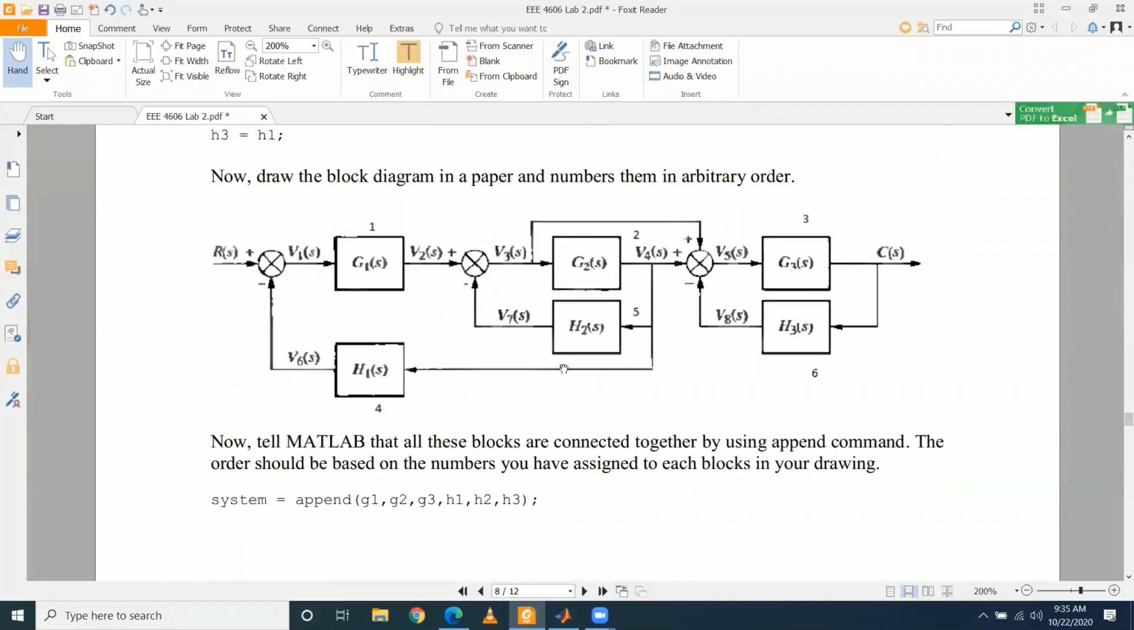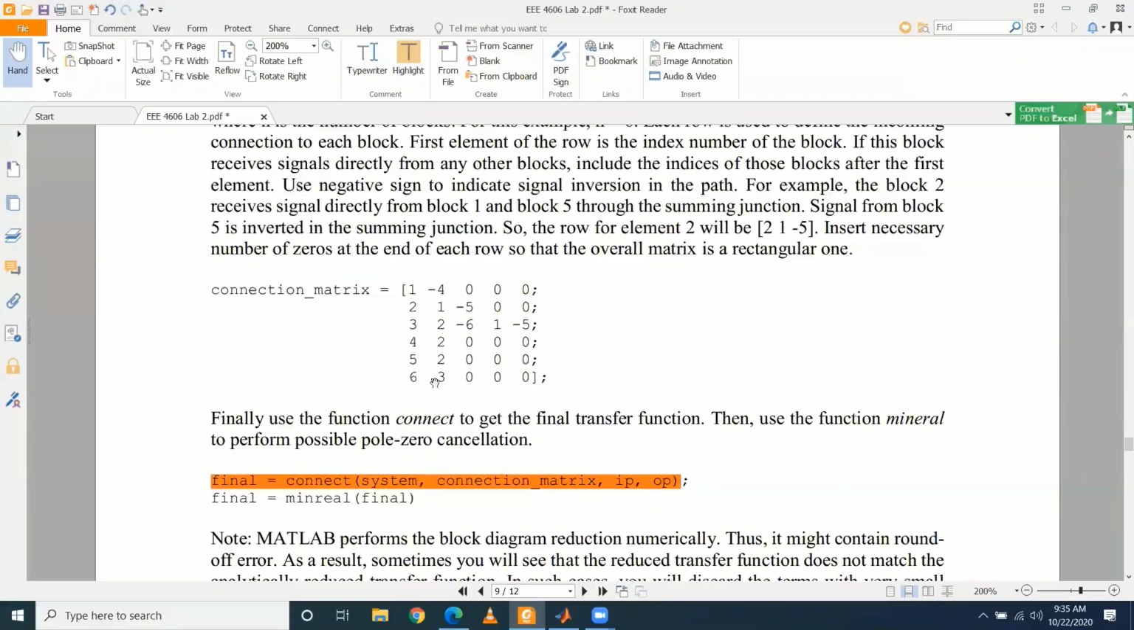For block 5, same thing, because as you can see, the same signal is entering block 5. It's coming from block 2, so it will be 5, 2, 0, 0, 0, 0. For block 6, it's block 3 directly, so 6, 3, 0, 0, 0, 0. So that's how you write the connection matrix. This is the one that you have to think a little bit about. Otherwise, the whole thing is pretty easy. Let's copy this connection matrix.